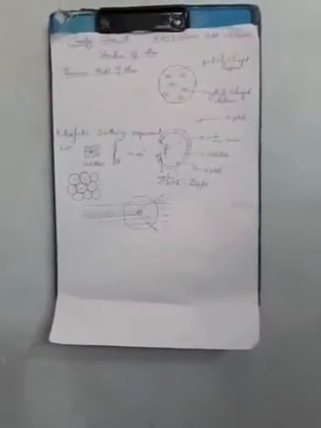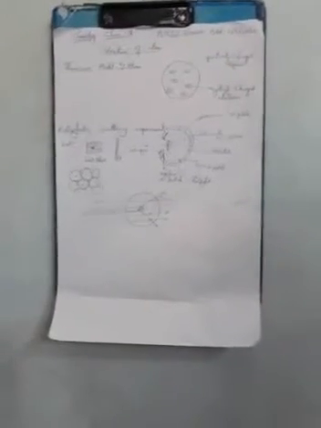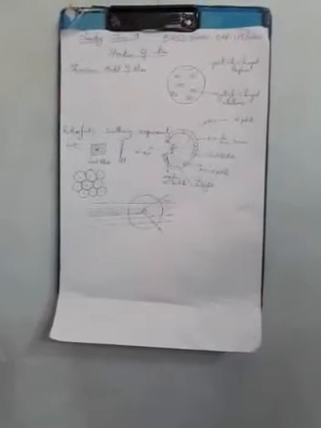The various postulates of his theory: First, matter is made up of extremely small particles called atoms. The second postulate is that atoms of the same element are identical in all respects. That is, they have the same size, same shape, same mass, and same properties.